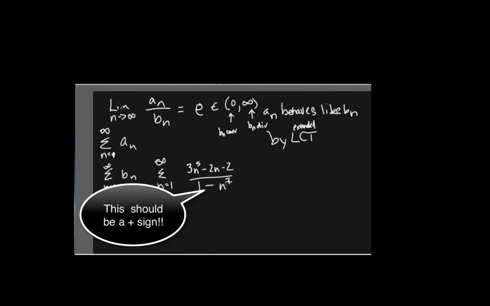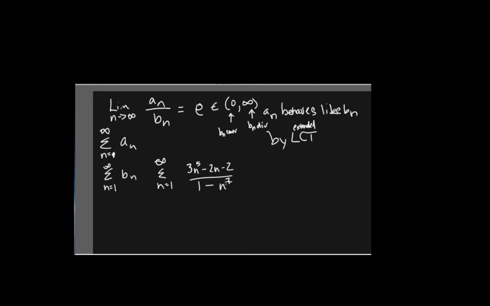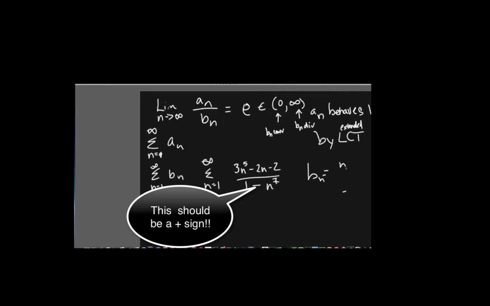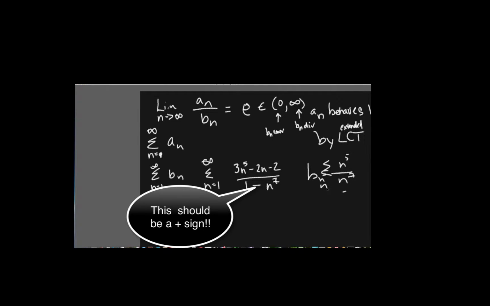Yep. So when you try something else, usually you try the limit comparison test first. The way you would do that is you would ask yourself, what is my b sub n? And the way you get b sub n is the highest power of the top, so n to the fifth, over the highest power of the bottom, n to the seventh. Okay? I don't care about the signs or anything else. Are you with me so far?